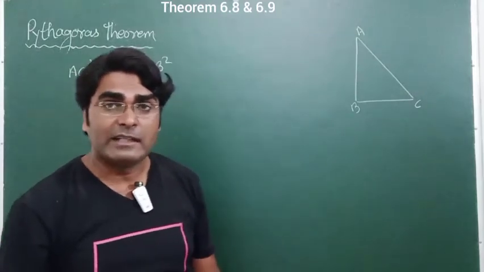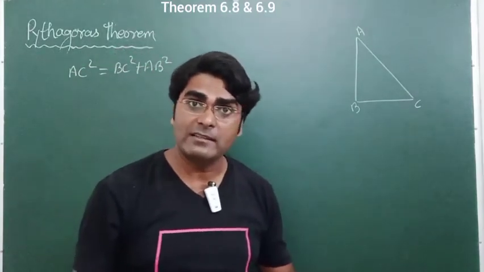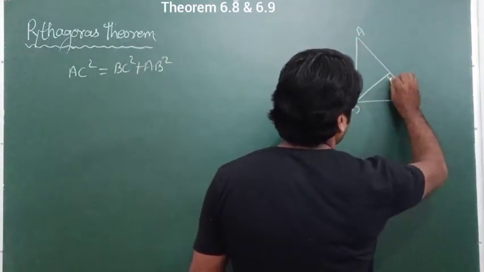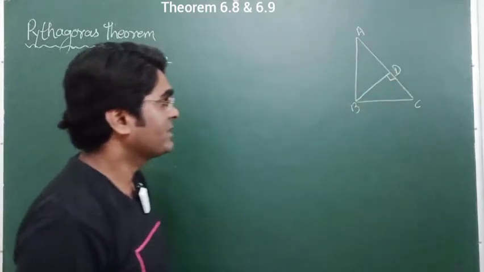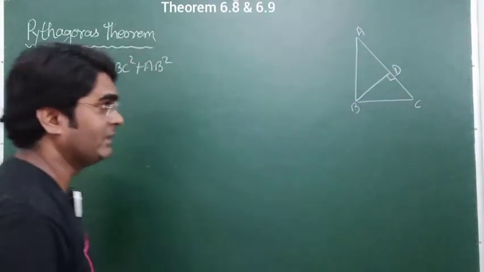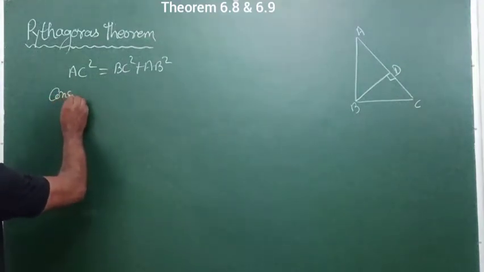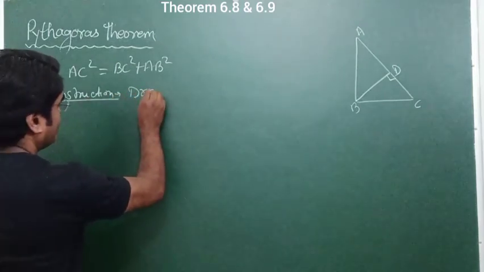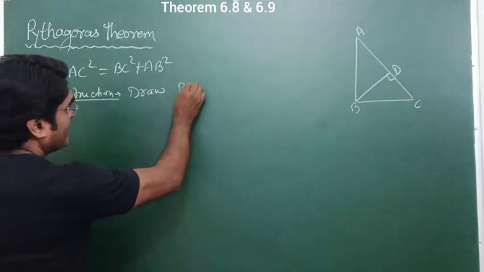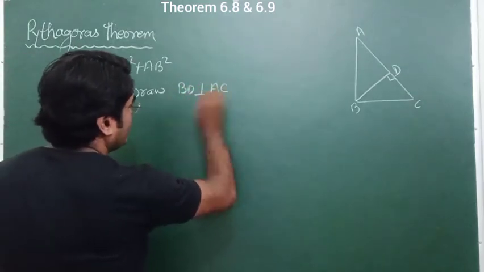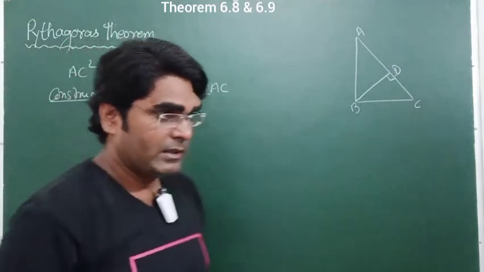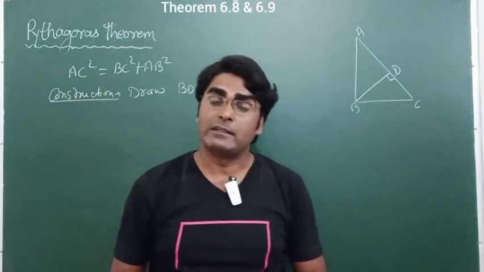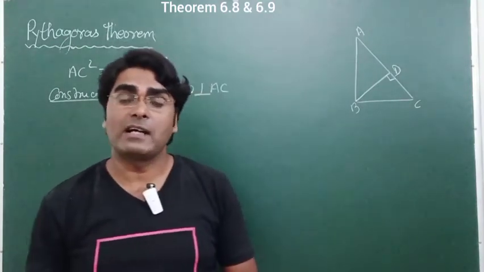To prove that, there is a need to construct a line segment from B which is perpendicular to AC. This is BD, a line segment which is perpendicular to AC. Got it? So this is the construction. What construction? Draw BD perpendicular to AC.